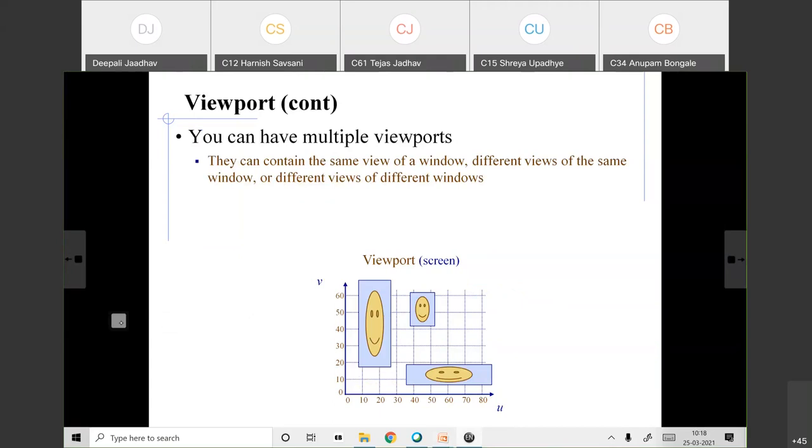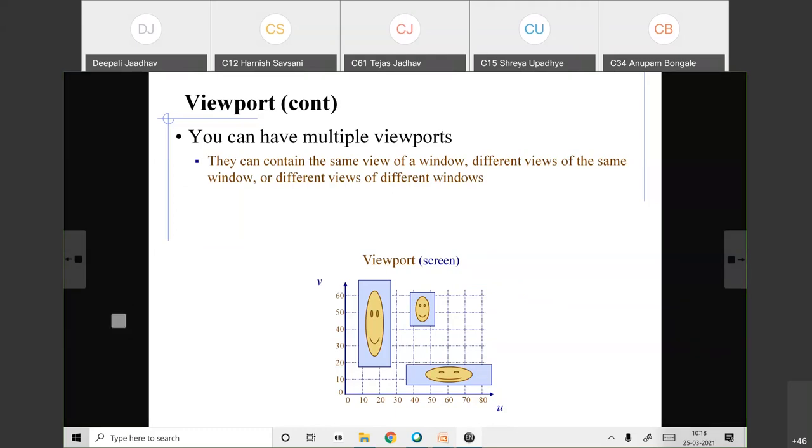You can have multiple viewports. They can contain the same view of a window, as I told you in the Code::Blocks example. When you open Code::Blocks, you can see different viewports or different small windows: one is the project window, one is the coding window, one is the output window. So you can have multiple viewports, and these viewports can contain the same view or different views of the same window.